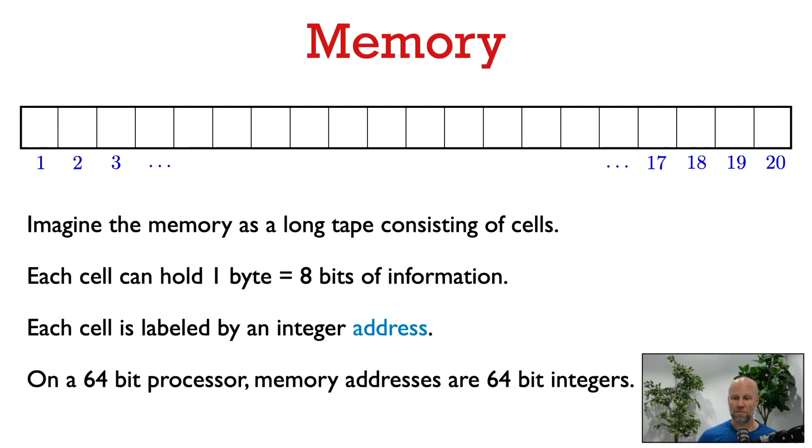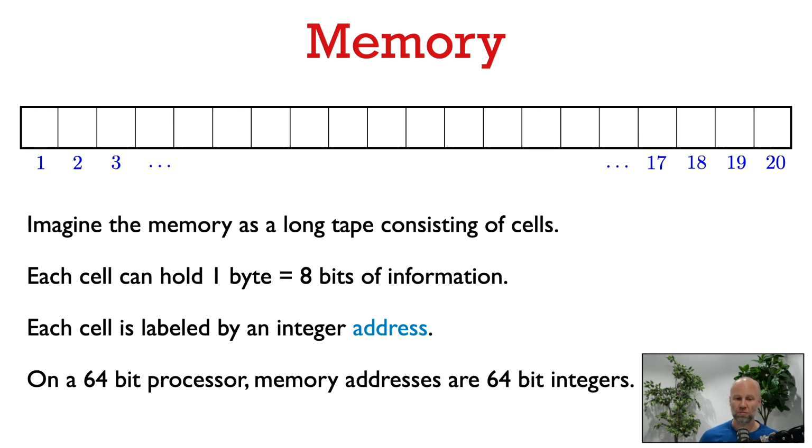Okay, so imagine the memory of your computer as a really long tape composed of cells. Each cell can hold 1 byte or 8 bits of information. And each cell is labeled by an address, an integer address. So I've written the addresses here in the blue letters underneath the cells. So the address is just a way for us to refer to a place in memory. So we can say, go and get the information written in cell number 15, for example.